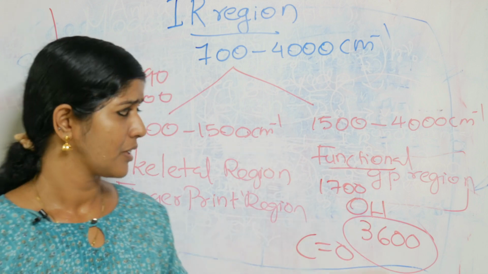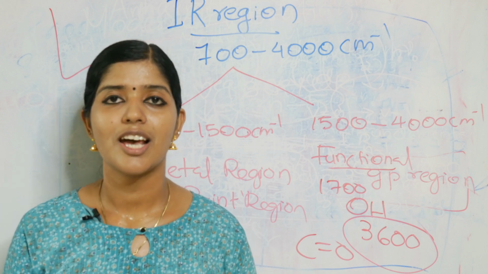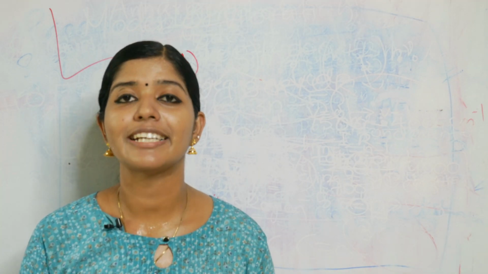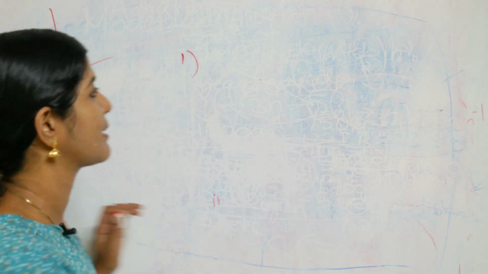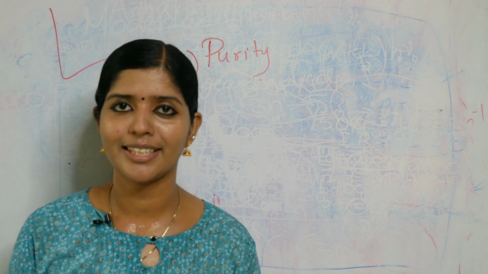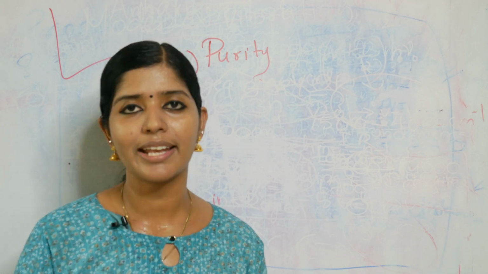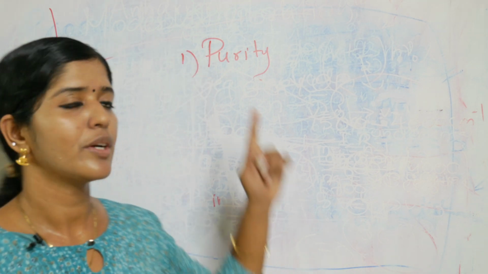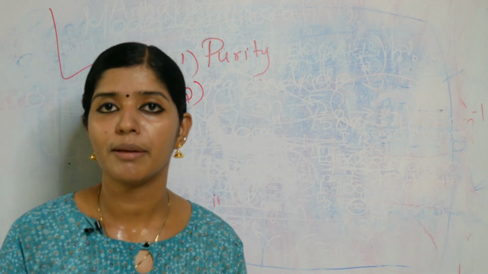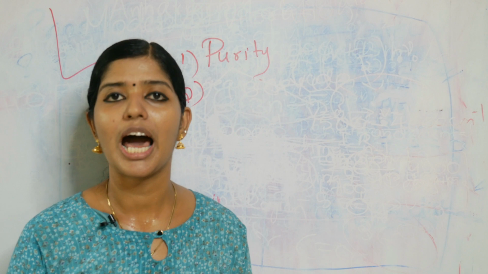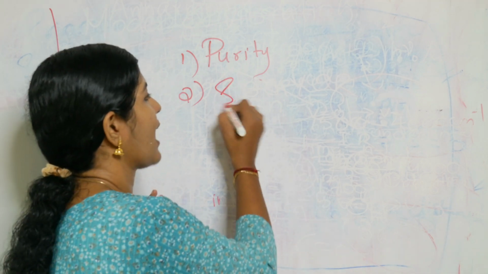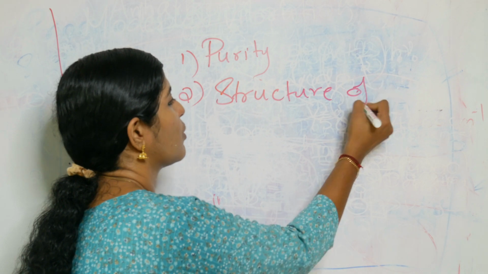All right. Now, finally, we have to learn about the applications of IR spectroscopy. What are the applications of IR spectroscopy? First one is determination of purity. We can determine the purity of a sample. How to determine purity of a sample? If we have any impurities present in that, that will also give a peak in the IR region, right? So you can identify that impurities are present in the sample. Second one is to determine the structure of a molecule. You can identify how many functional groups are present in that, which is the structure of that molecule. So structure identification is yet another application.